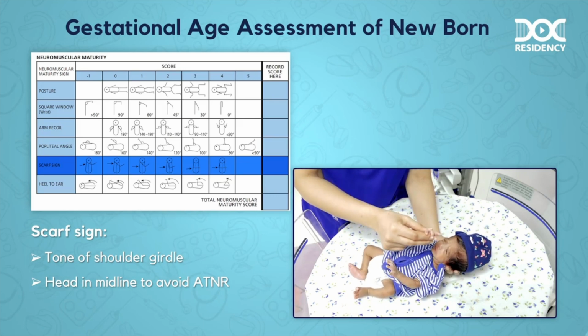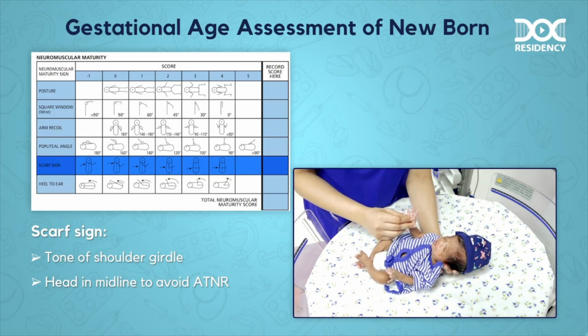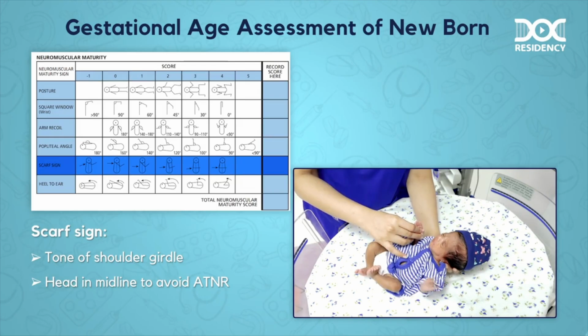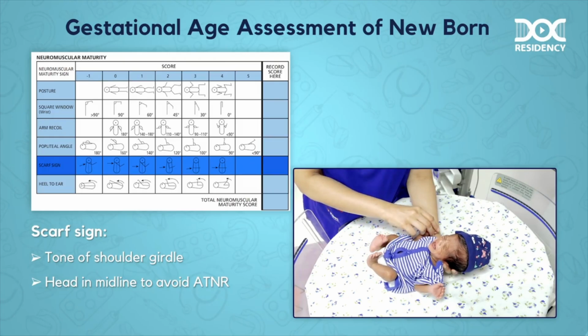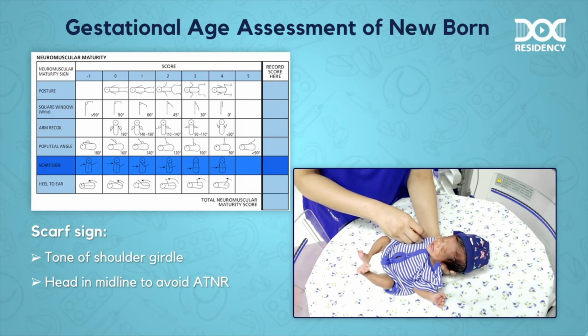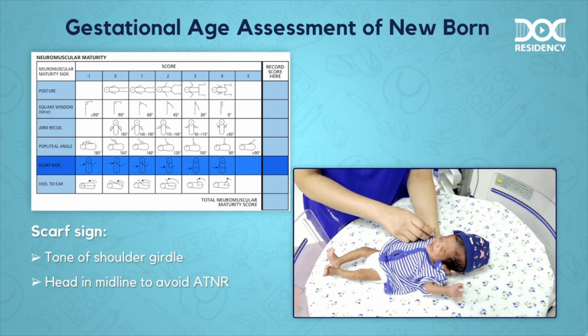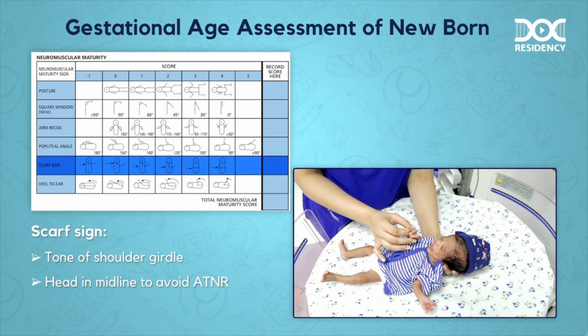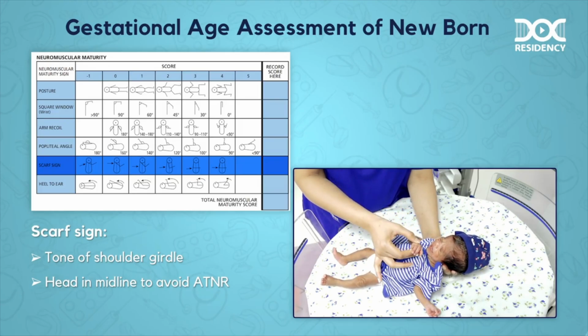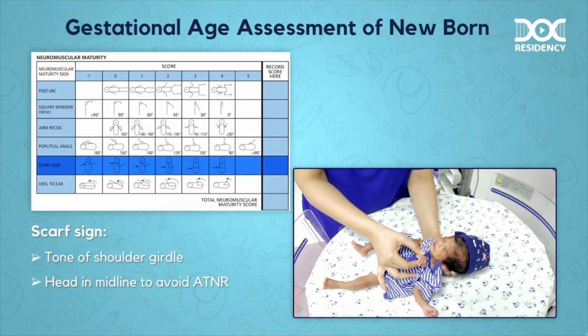So never lift the elbow while doing the scarf sign. Then we will get over assessment of the tone. So without lifting the elbow, gently bring this palm after the baby settles down. Now the baby is trying to vigorously move the limbs. So once the baby settles, gently try to nudge this palm towards the opposite shoulder.